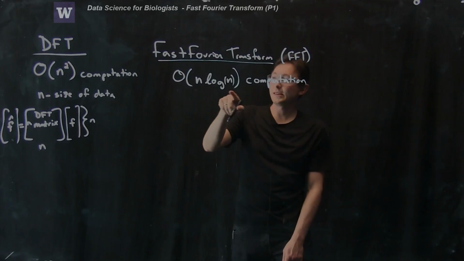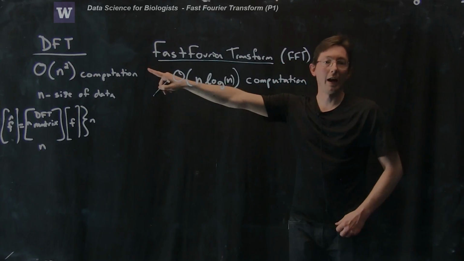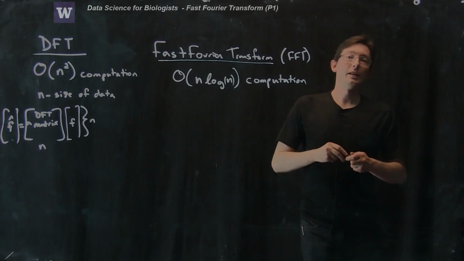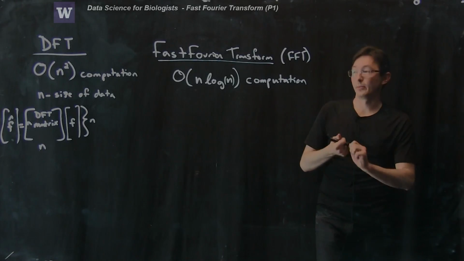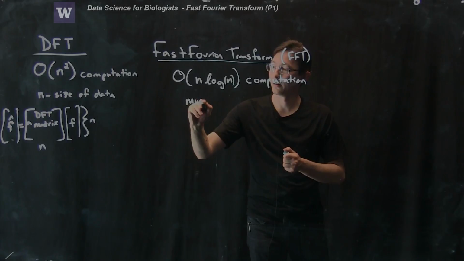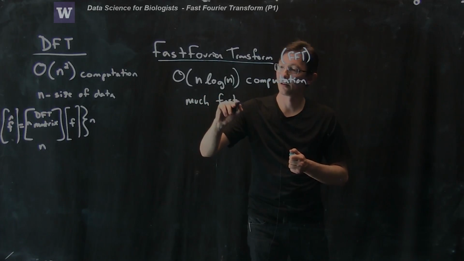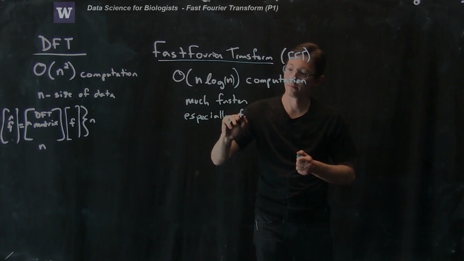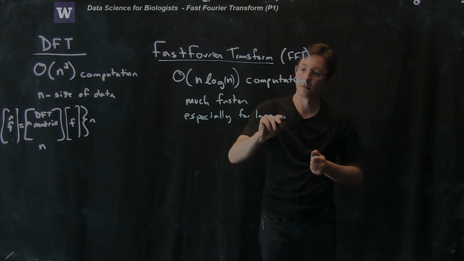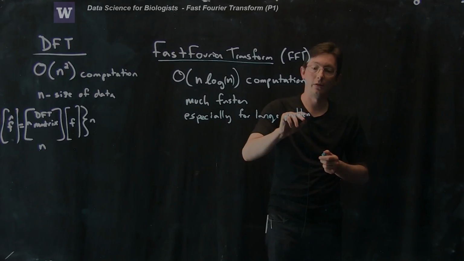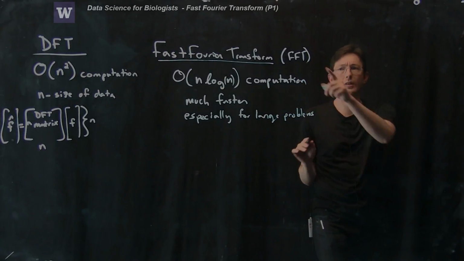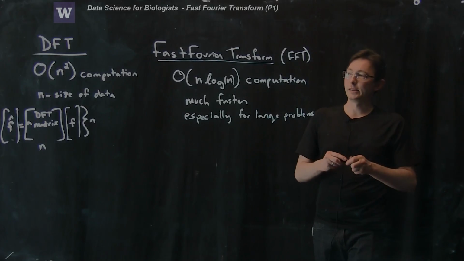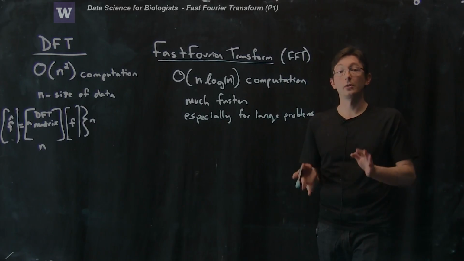But the fact that we can go from an order n squared computation to an order n log n computation is a huge speed up. So this is much faster, especially for large problems. Which is really good. For example, this is really one of the most important algorithms ever developed. It has dramatically changed the world that we live in.